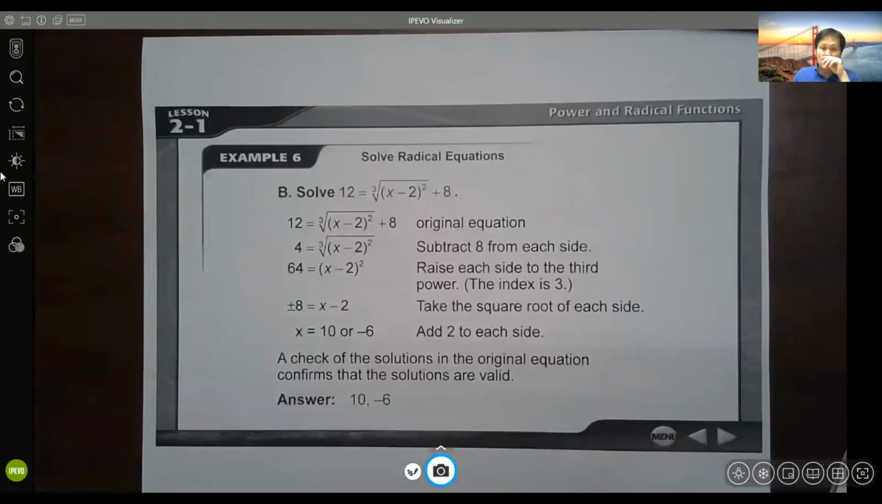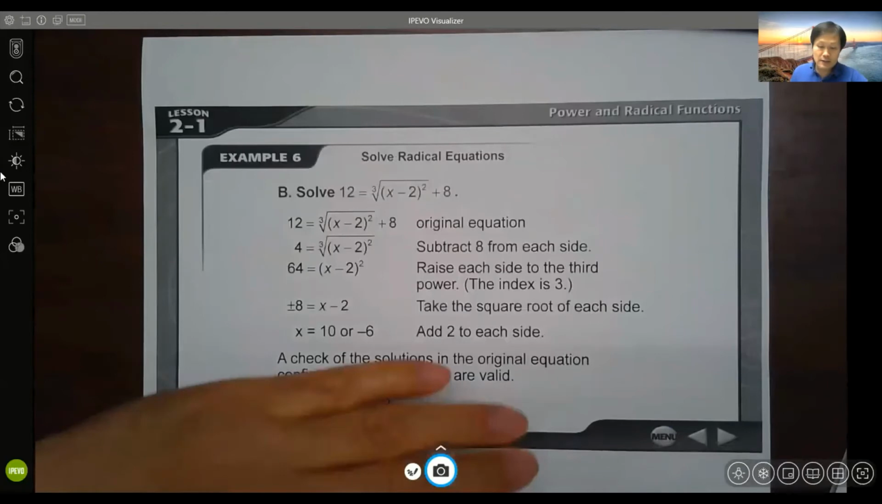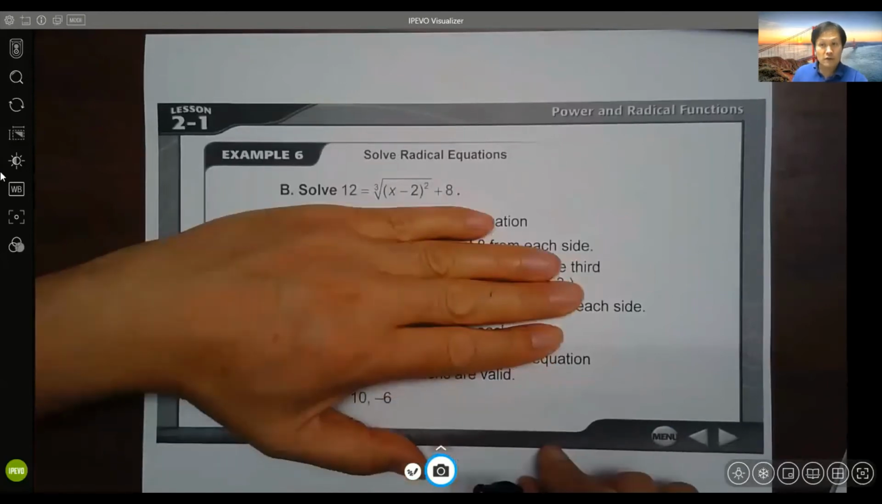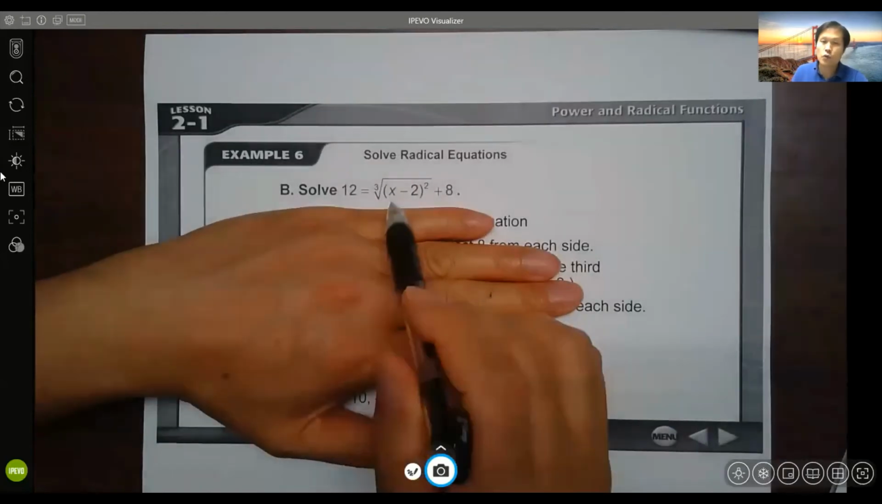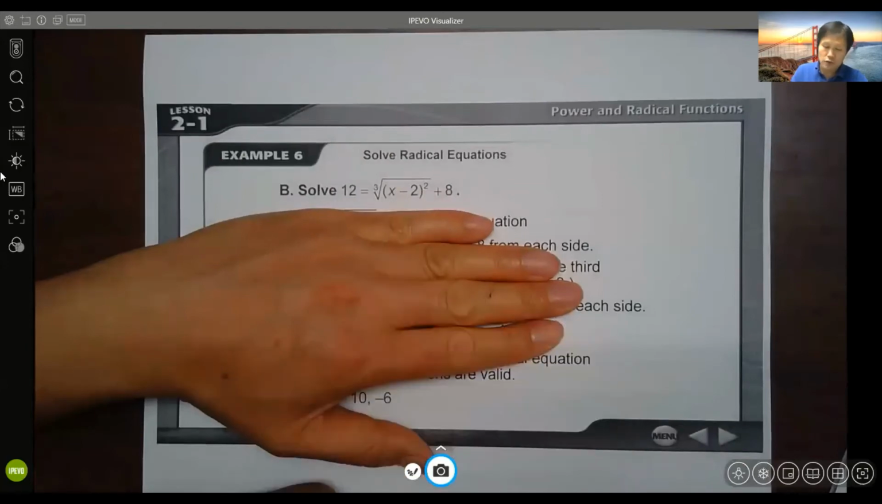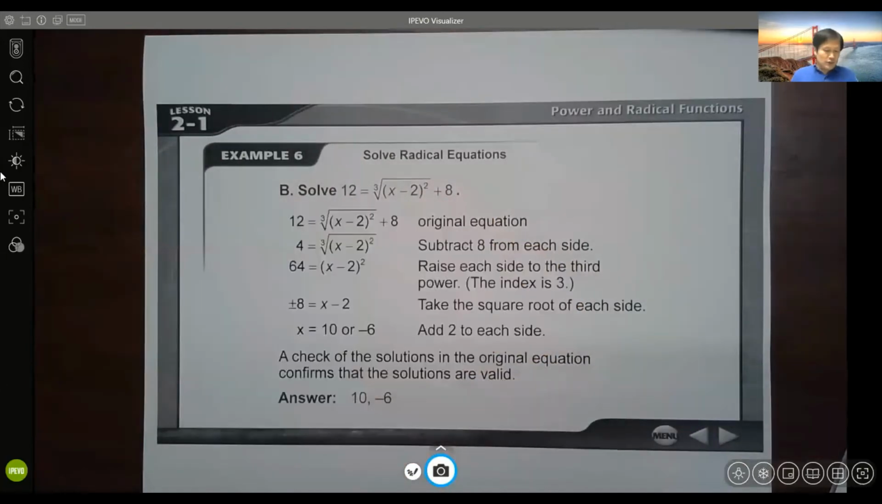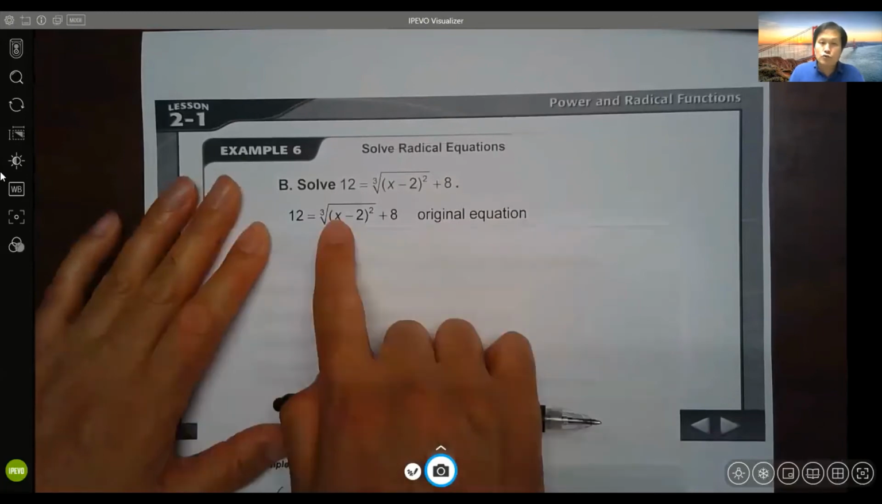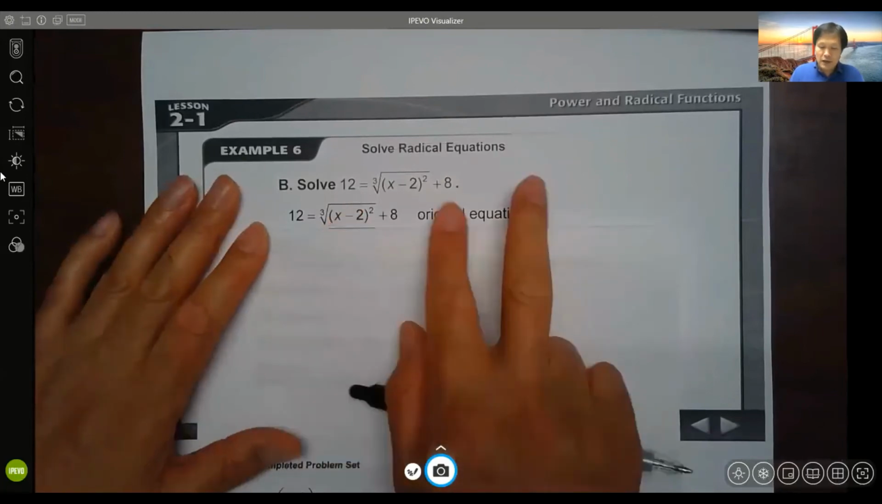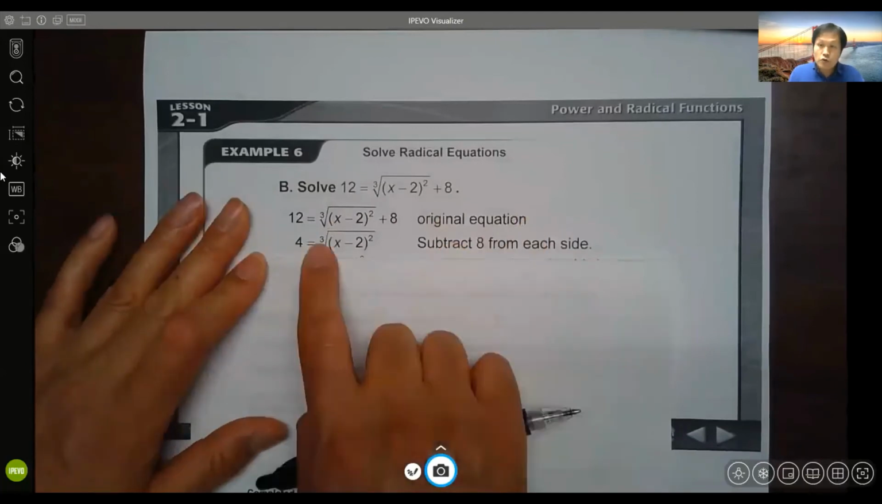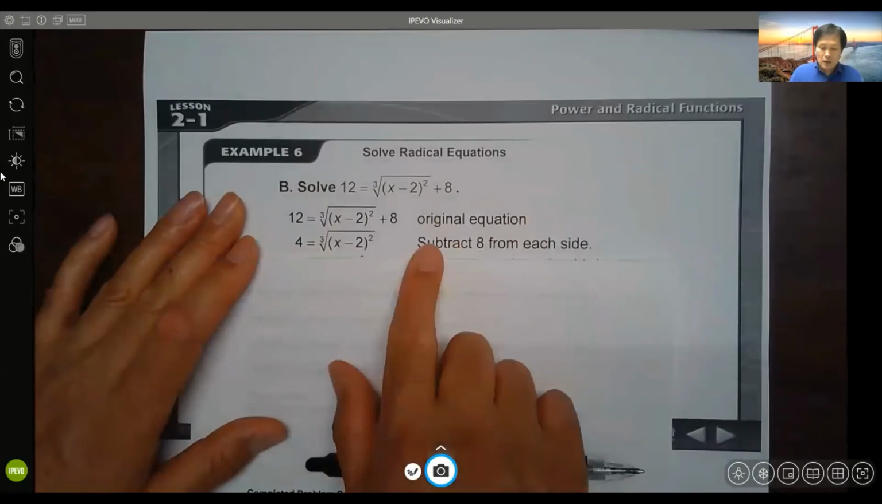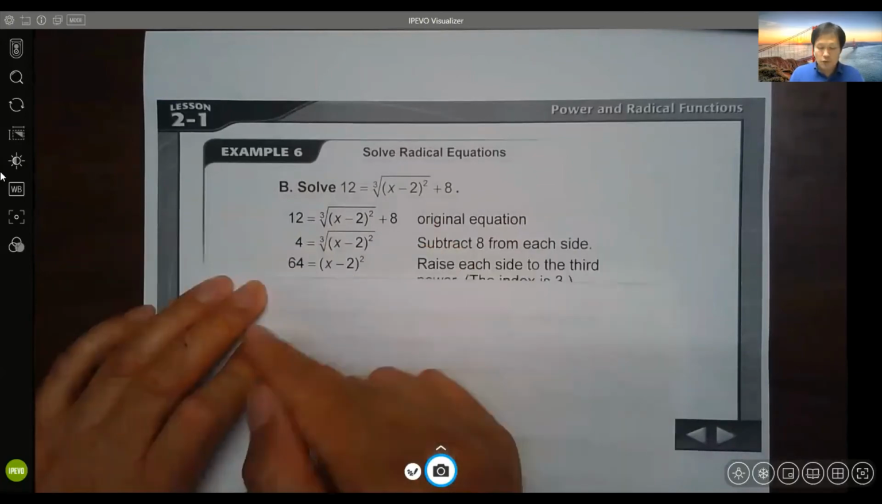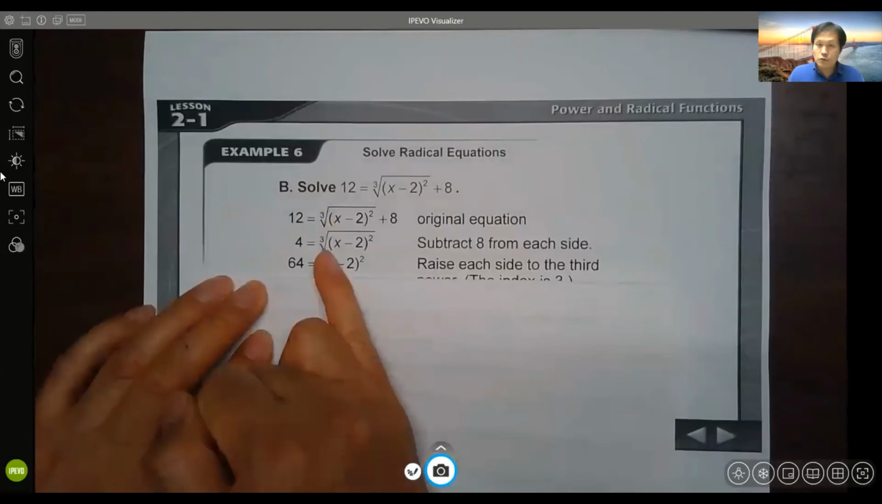Okay, different style. Still, this is considered relatively easy. Why? We only have one root. Okay, only one root. So this shouldn't be that bad. So starting from here, you need to isolate the root. So -8 both sides. Time to get rid of the cubic root. Take a cubic power both sides. 4 cubed means 4 times 4 times 4, which is 64. We got rid of the cubic root.